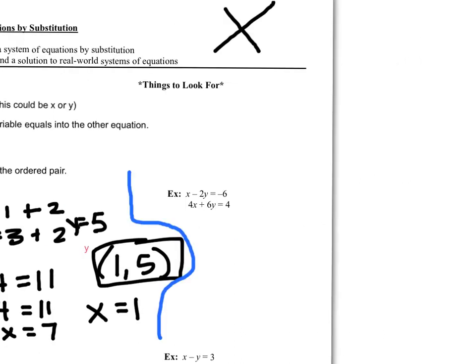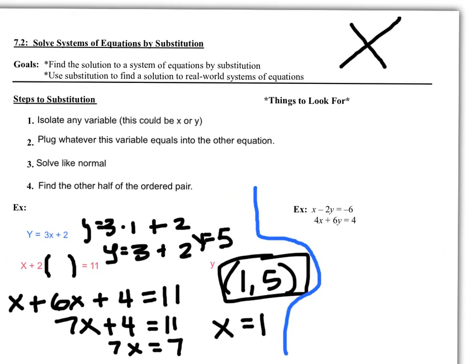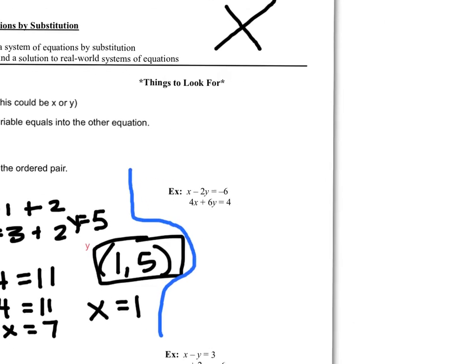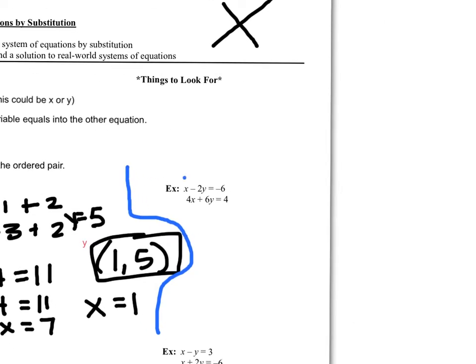Okay, so on this example over here, it's a little different because in step 1, I was supposed to isolate any variable, and in this one, y was already isolated. So in this example, I have some choices. I'm actually going to put colors. I can isolate the x that I just dotted in blue, the y that I just dotted in black, the x in red, or the x in green.